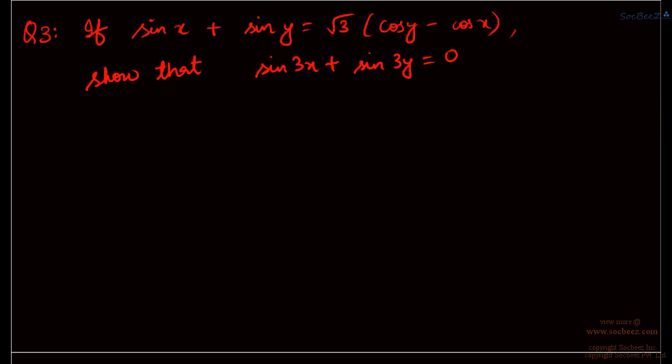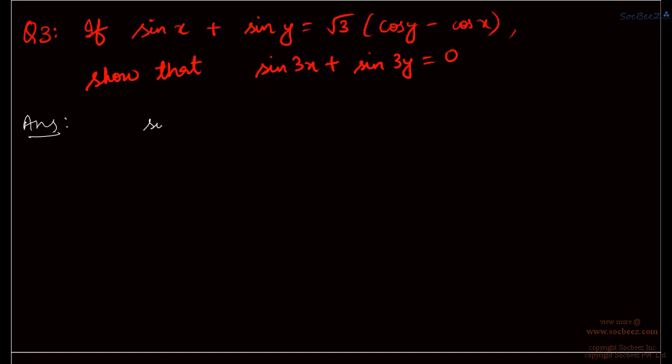The next question is, if sin x plus sin y is equal to root 3 into cos y minus cos x, show that sin 3x plus sin 3y is equal to 0. Now this is where we'll be using the sum to product kind of formula. So let's start.